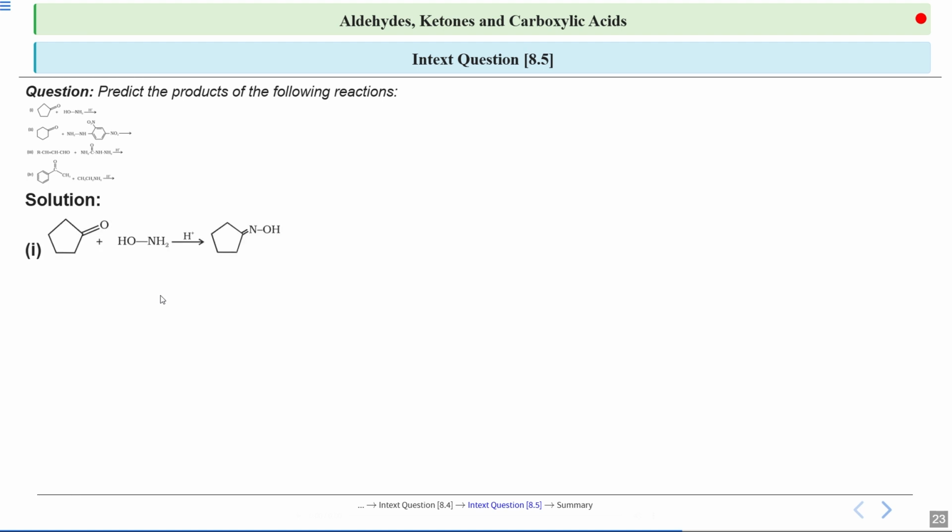First, we will solve the A part. In the first reaction, you have reacted cyclopentanone using hydroxylamine in acidic medium. This NH2OH is hydroxylamine, and the product which you have obtained is an oxime.